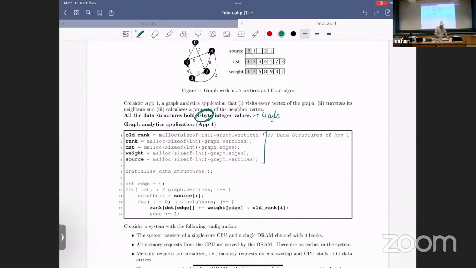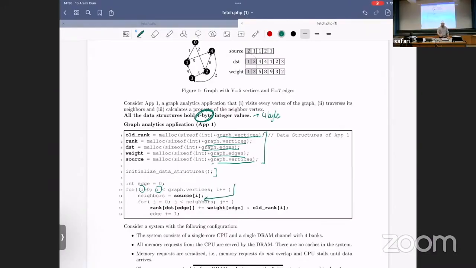Different data structures have different sizes. The old rank and the rank depend on the number of vertices, the destination data structure on the number of edges, the weight data structure on the number of edges, and the source data structure on the number of vertices. What the application is doing at the beginning is some initializations for the data structures. Then we are iterating on top of the vertices. As you can see here, the I is iterating on top of the vertices of the graph. Let's say we have 100 vertices, we will do 100 loops. Then we need to find out the number of neighbors for each vertex, and we need to access the source data structure, right?